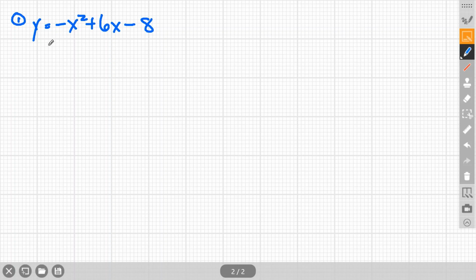A asks us, so this is standard form. A is -1, B is 6, C is -8. Does the parabola open up or down? Well, the A value is negative. It's negative x squared, so this is going to open down.